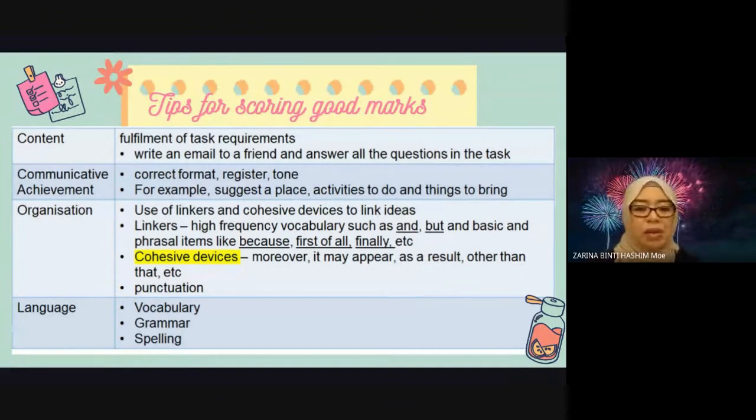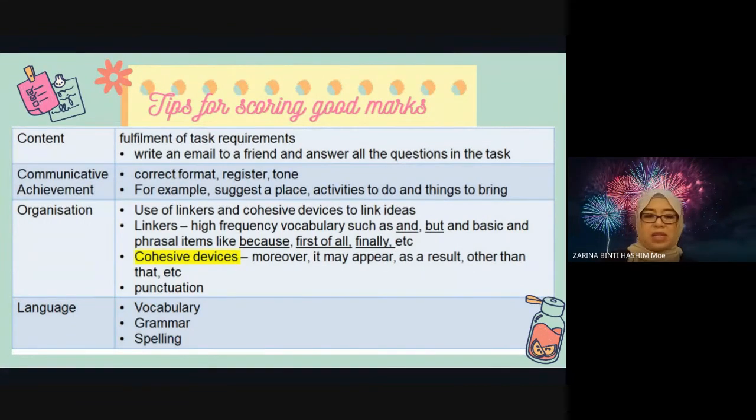And then, for example, if you were asked to answer this question, you must give the name of a place. You must suggest a place. For question number one, and then for question two, you must give the activities that you can do. Activities mean more than one activity. Not only one but more than one activity, at least two.